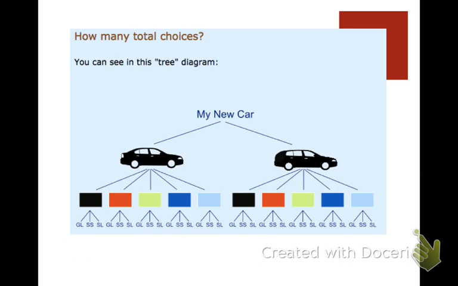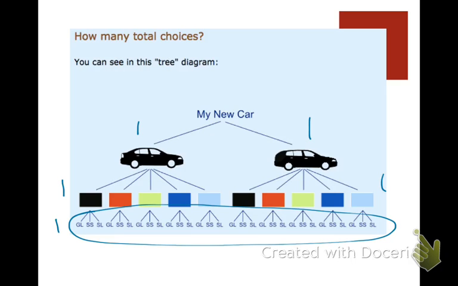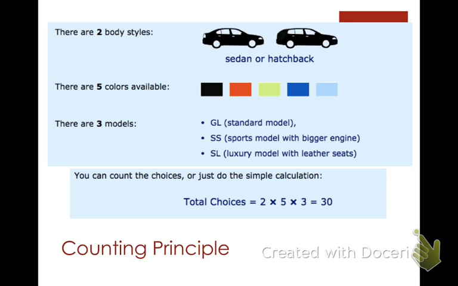So here it is in a tree diagram, and you can just look at this. You can see that we've got, first of all, the 2 different body styles of car here and there, and then connected to those we have branches for each of the colors, and then from each of the colors we've got branches for that final choice. And so if we were to count up these, that would tell us how many different ways we could have our new car. A simpler way to do it is by using the counting principle.